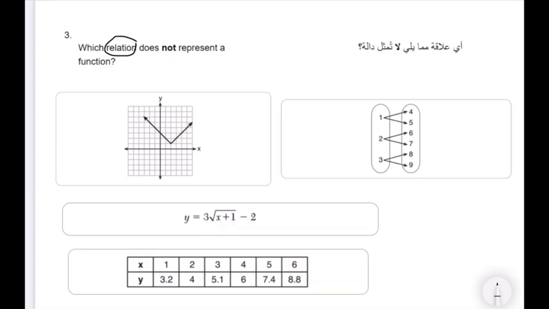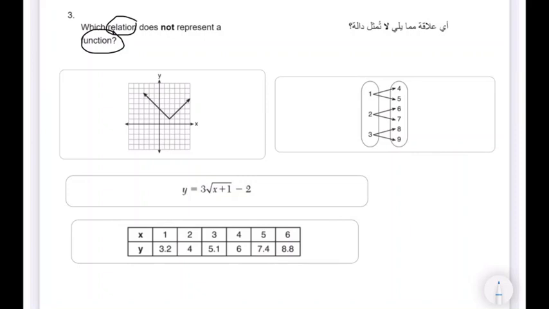And then a function. What is a function? A function is a relation. But not all relations are functions. All functions are relations, but not all relations are functions. So, what is a function? A function is a relation where every input corresponds to exactly one and only one output.